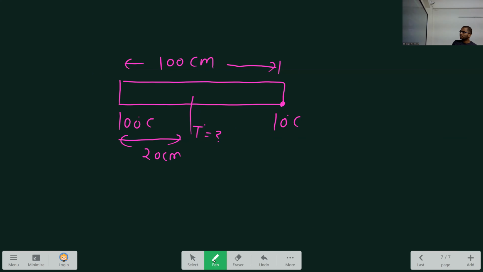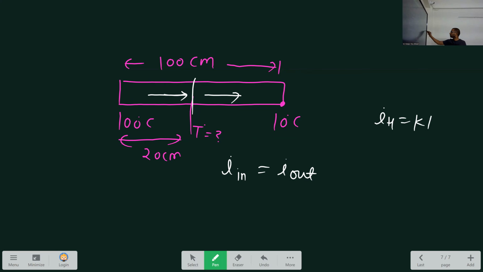Now students, there are two ways to solve this. The first one is that this is talking about steady state. So it means that incoming heat, or heat flowing through this left part, should be equal to outgoing heat. It means the heat current flowing through the right part. So incoming heat current should be equal to outgoing heat current. Now heat current is temperature difference by thermal resistance, or I is KA delta theta by delta x. Delta x is nothing but length. Delta theta is temperature difference. I am just going to write, students, the magnitude of temperature difference. So in this case, the high value is 100 and the lower value is T.